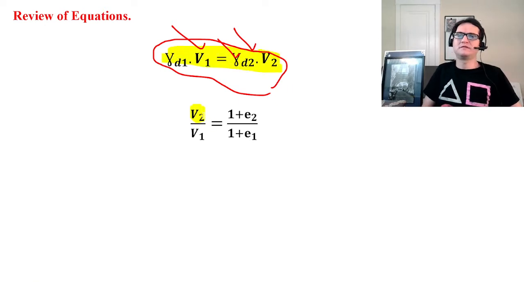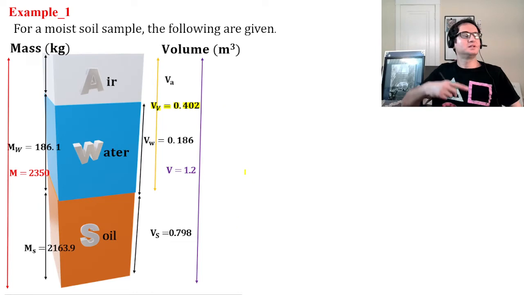At the same time, V2, if you have two volumes of soil, the second one over the first one is 1 plus void ratio of the second one over 1 plus void ratio of the first one. Vs, volume of solids, is the total volume over 1 plus void ratio. They are just a review of some of the most common and important soil formulas. If you have them in your cheat sheet, or just get familiar and know how to use them, it's very useful.